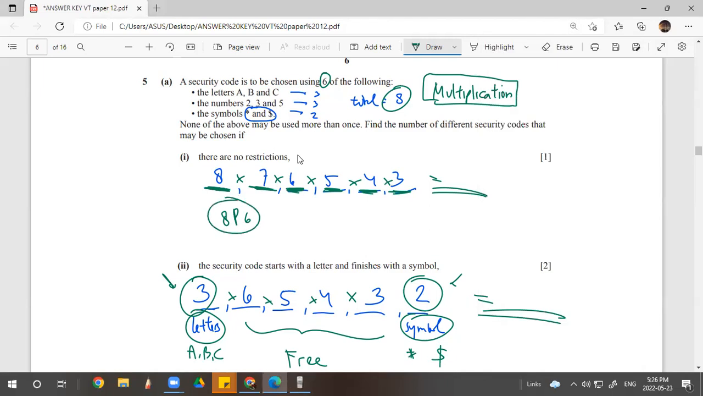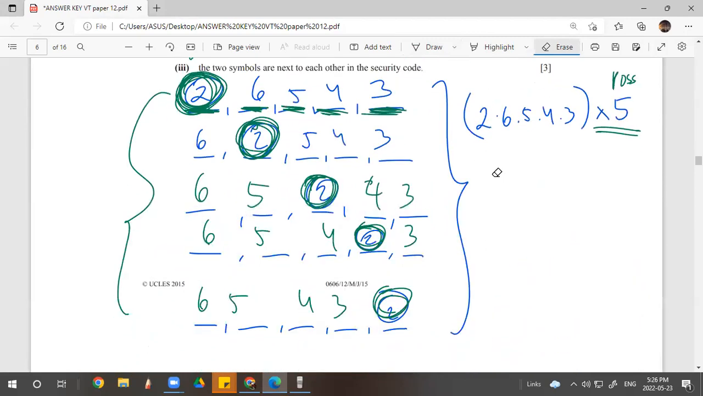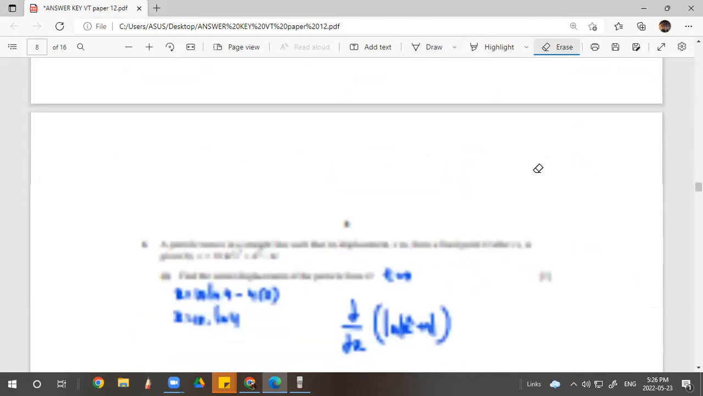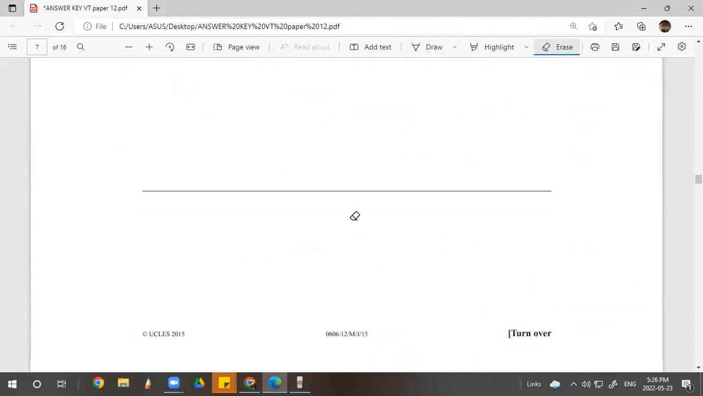Yeah. But for number 2, if we have restrictions, right? The restrictions has to start somewhere. Start with a letter and finish with a symbol. I don't think I can use the P. I don't have the idea, because if there is no restriction, it's very simple. Okay. I don't know how to do the permutation in part 2 and part 3. No idea. I'm sorry. Okay. Next. Any others? No, I get the rest.